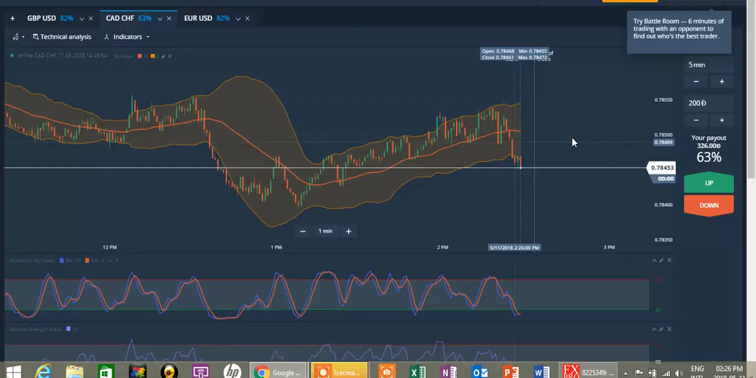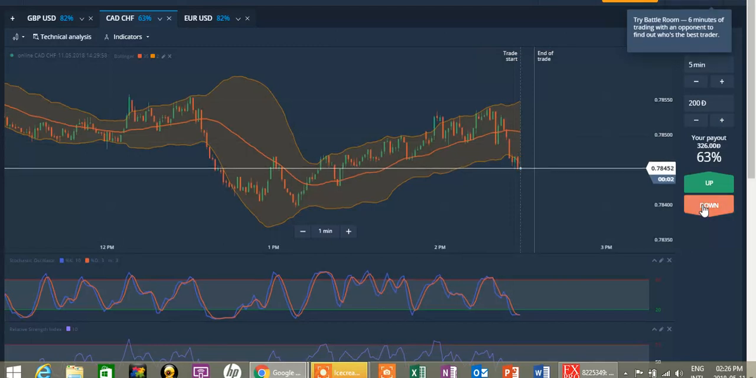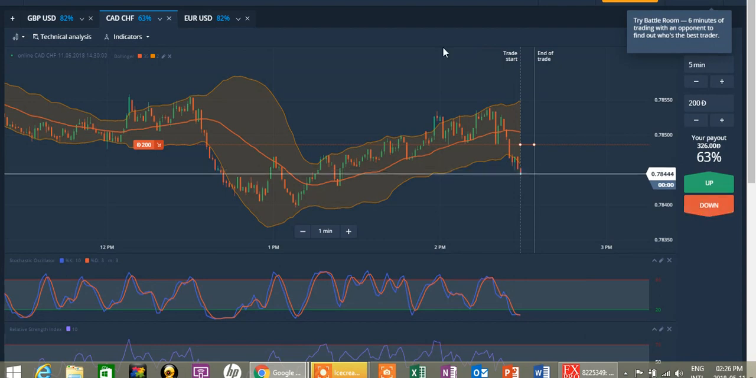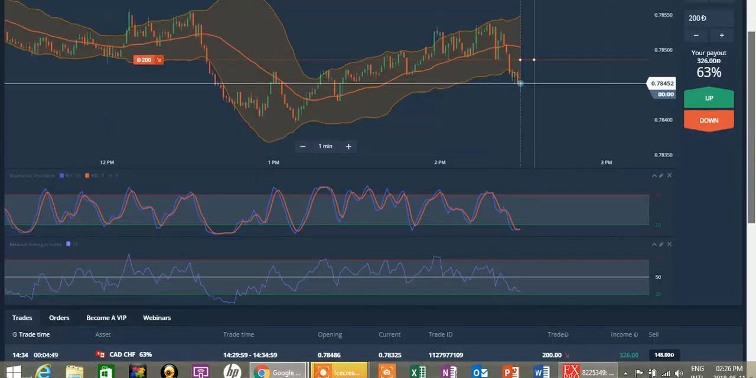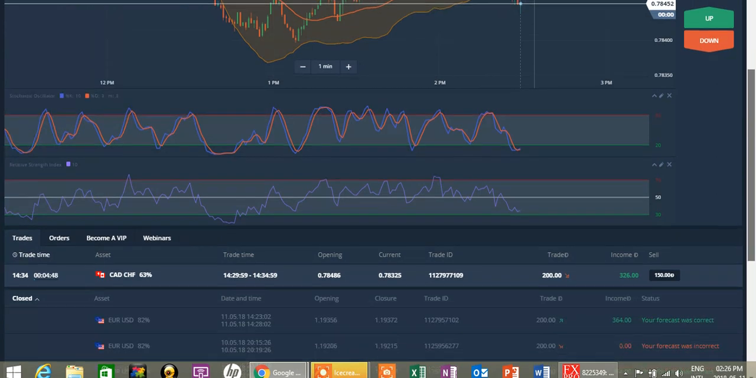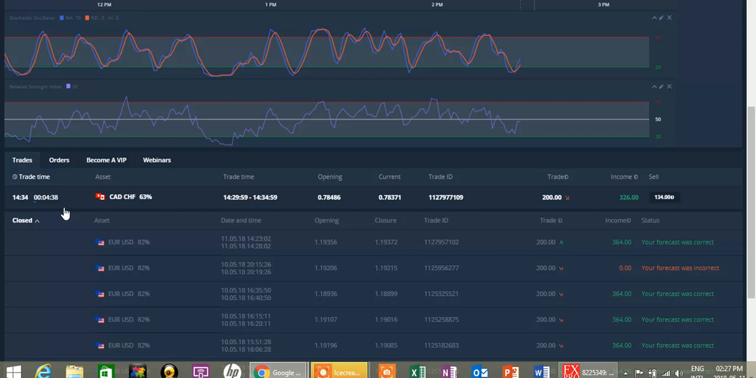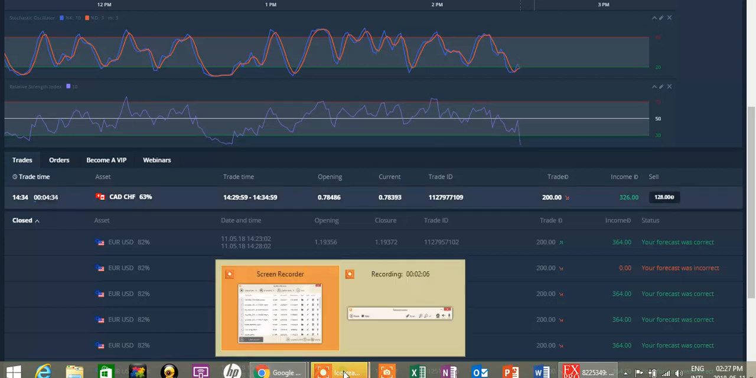Yeah, quickly here. This is 5 minutes. Perfect. We're going down. Let's see what will happen here. Here is my trade. You can see this is the trade ID. Can you get that? Let's see in 4 minutes. Let's see what will happen.